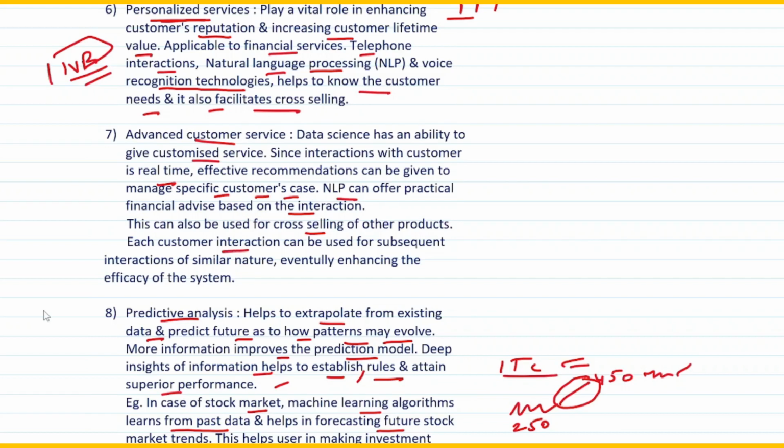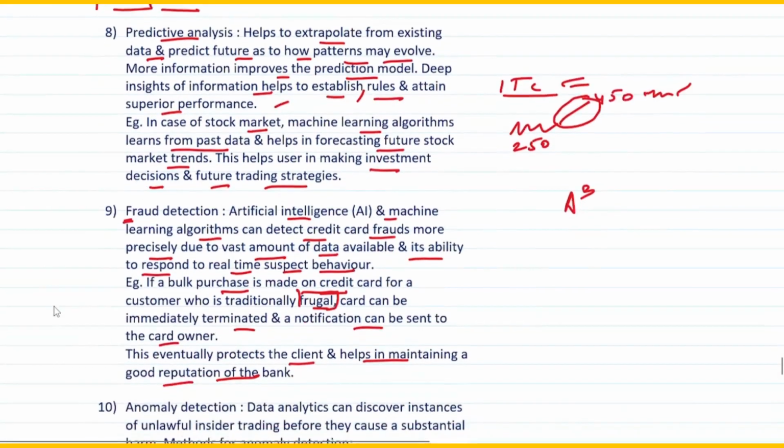Then each customer interaction can be used for subsequent interactions of similar nature, eventually enhancing the efficacy. Efficacy is basically the performance of the system. So every interaction that is being done can be used for the subsequent interactions which are very similar in nature. What it does is it eventually improves the performance of the system. So that is advanced customer service.